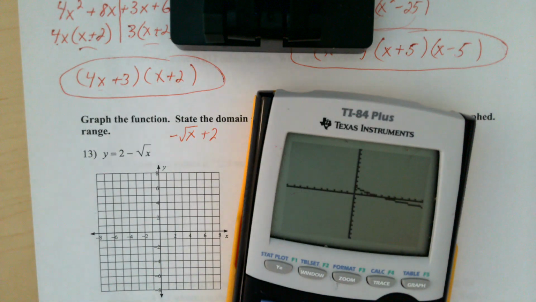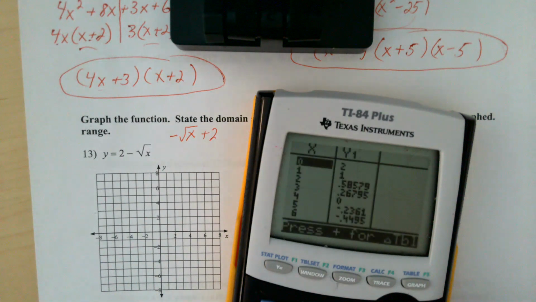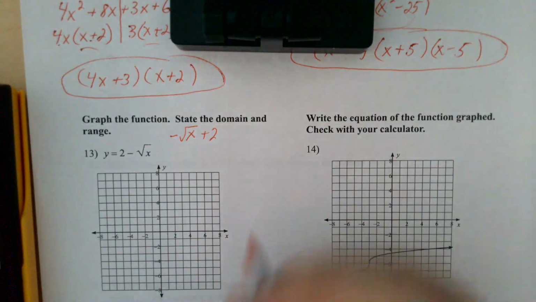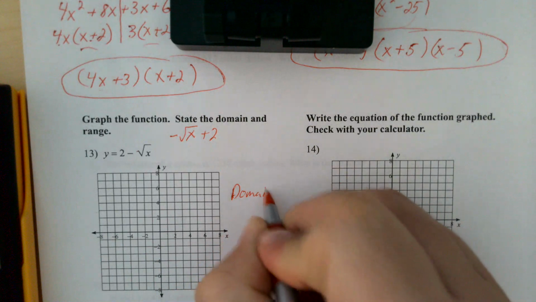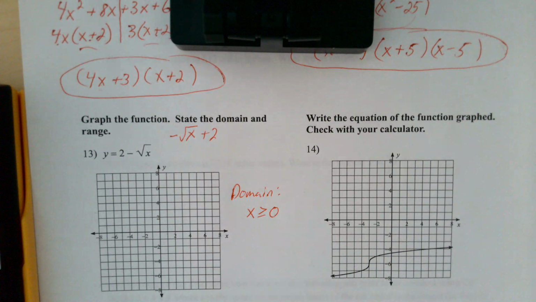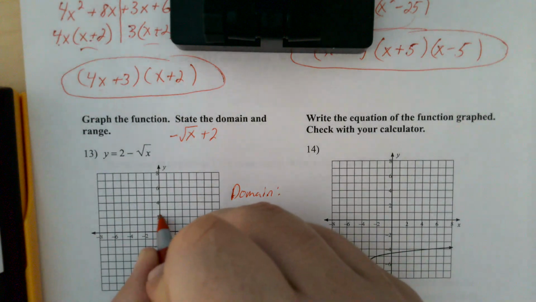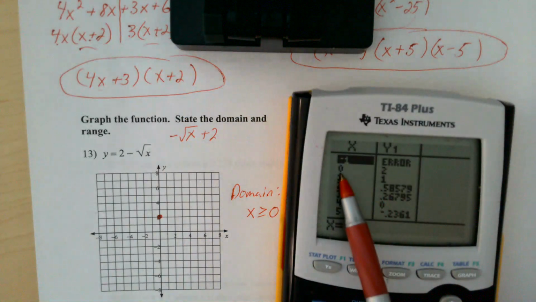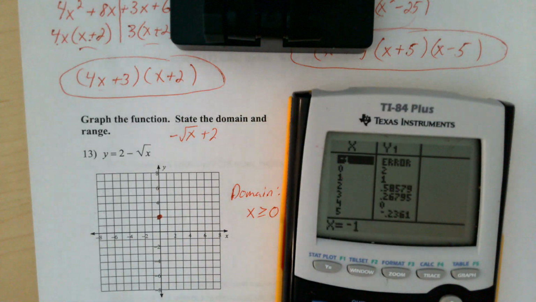Okay, that's somewhat helpful. When I go to my table, I'm going to be able to see really my domain. We're not going to be able to plug in any negative numbers. So x cannot be a negative number. So we can plug in a 0, but we can't plug in negative. So I might as well state the domain right away. So domain, we are going to restrict it to x values that are 0 and above. So the first point we're going to plot is 0, 2. Okay, I can see that on my table. When x is 0, y is a 2.